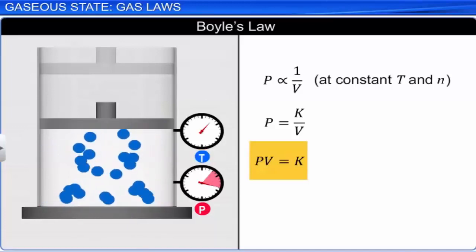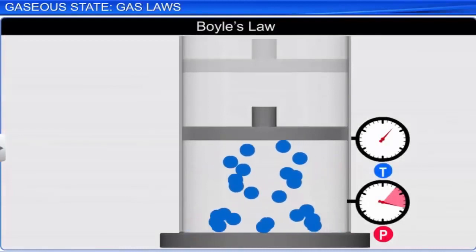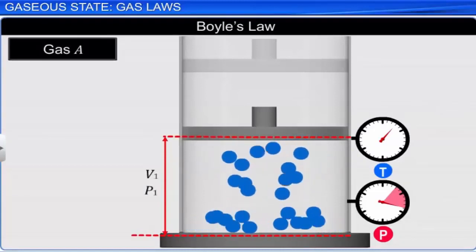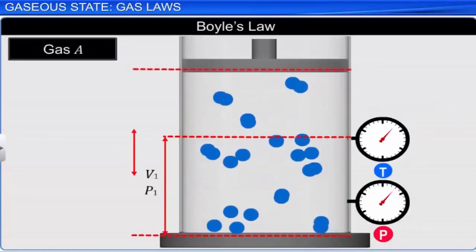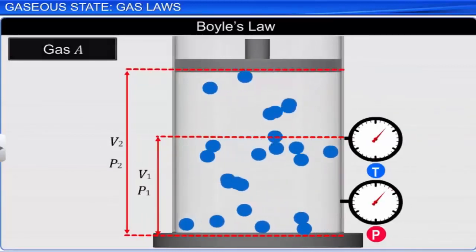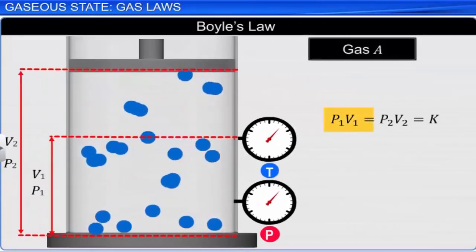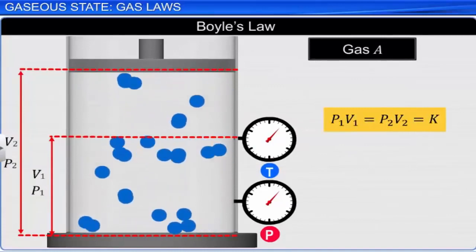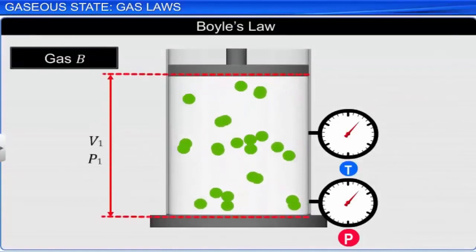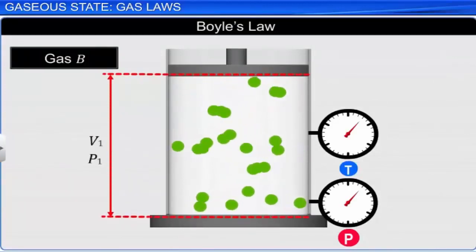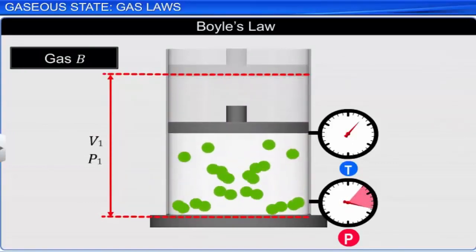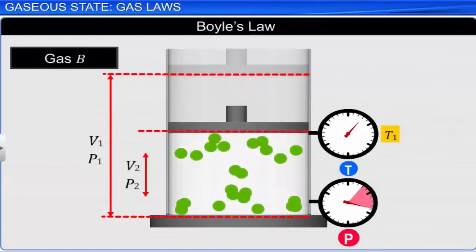For example, if n moles of a gas A occupying volume V1 at pressure P1 expands to volume V2 and pressure P2 at constant temperature, then P1V1 is equal to P2V2, which is constant. Now consider n moles of gas B at pressure P1 and volume V1. Let us now slowly increase the pressure, keeping the temperature constant at T1. We observe that the volume of the gas decreases as the pressure increases.